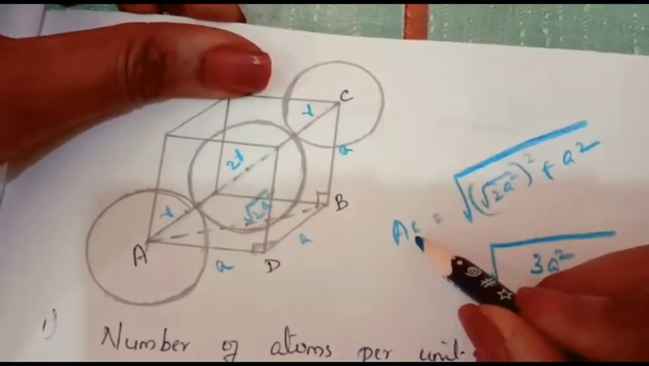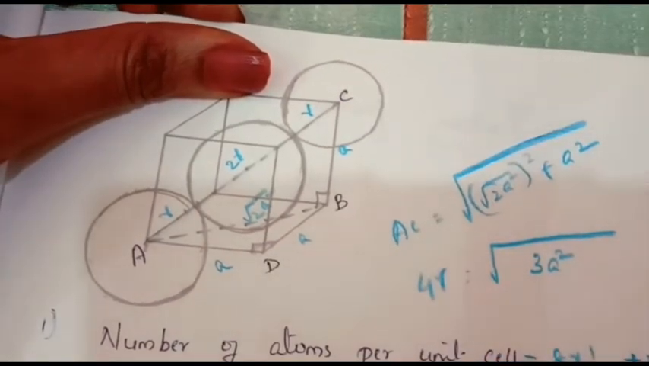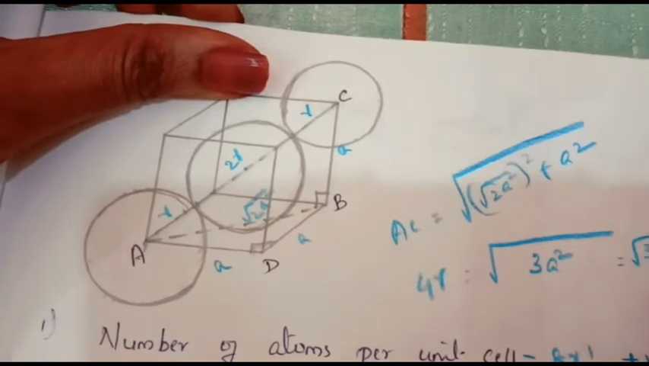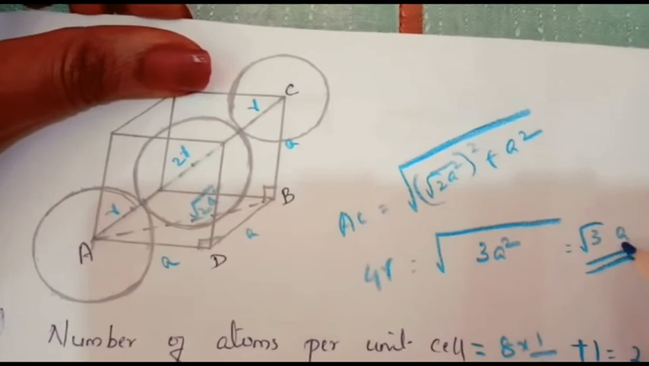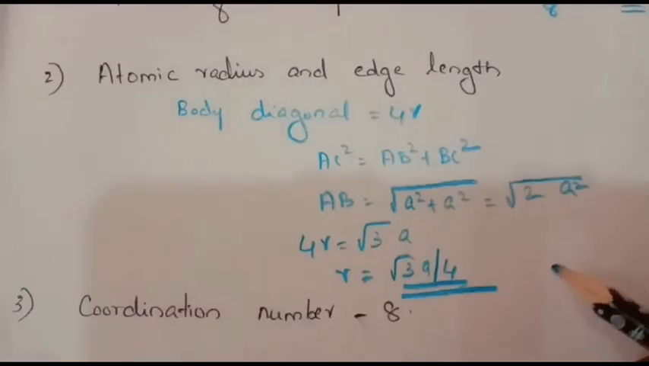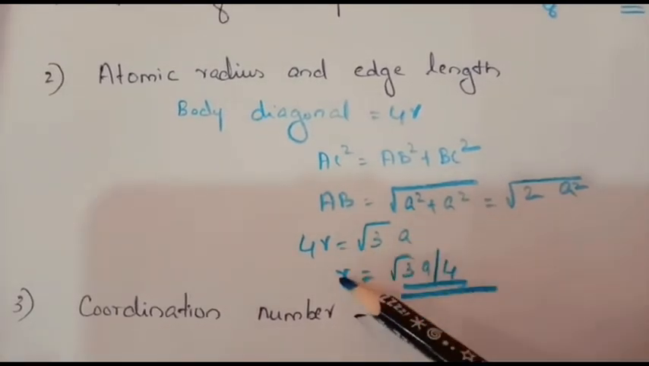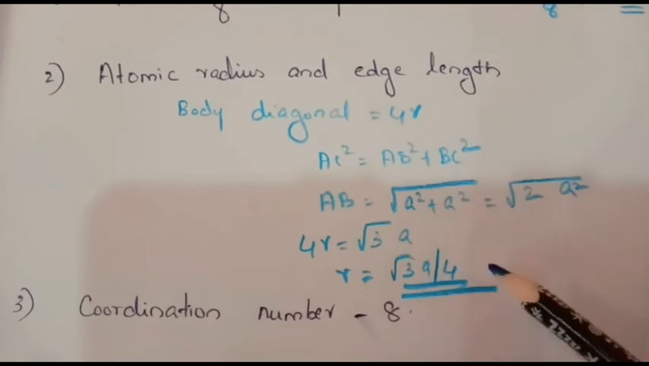So what is AC? AC is 4r. So 4r equals root of 3A square, or we can write root 3 A. So what is A? A equals 4 by root 3 into r. So for a body-centered cube, 4r equals root 3 A and r equals root 3 A divided by 4.